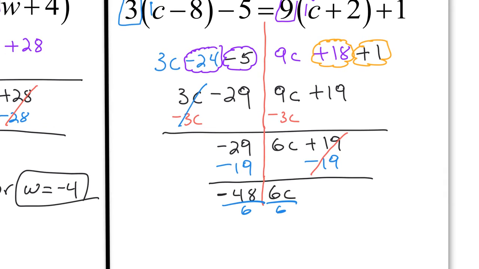And you guys are going to have negative 8. Bring down the equal sign. Negative 48 divided by 6 is negative 8. And we do have a positive 1 here. We don't need it. And we have a c. Or you can say c equals negative 8.